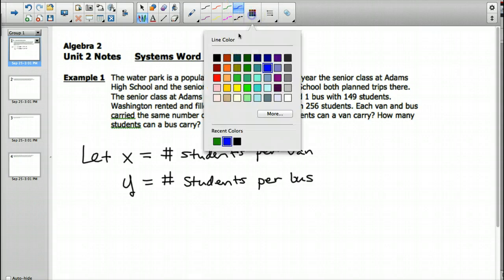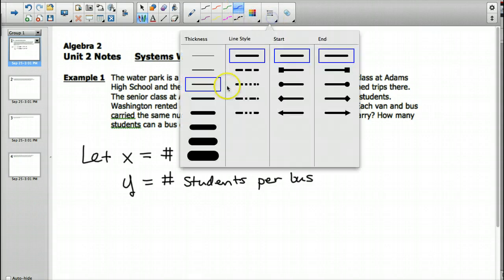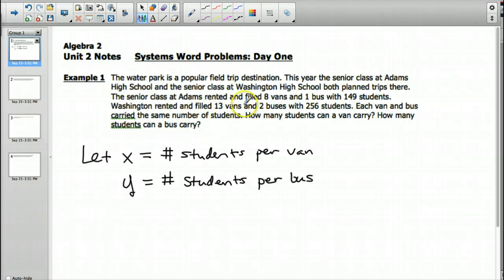My first equation is going to involve this class from Adams High School. I said Adams rented and filled 8 vans and 1 bus with a total of 149 students. So if there's x students per van, then 8 times x is going to give me the number of students in just the vans. So that's going to be 8x. And then if there's 1 bus, then y, the number of students per bus, we're going to add to that 8x, and that's going to give us the total number of students that went with the Adams class. That would be 149. So 8x plus y equals 149.